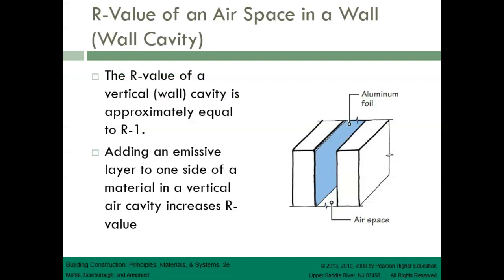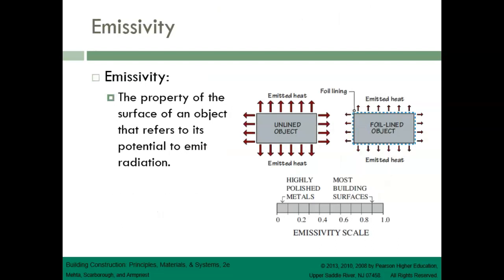Radiation heat transfer through an airspace is reduced if one surface of the airspace is lined with bright metal, such as aluminum foil. Thus, the R value of a lined airspace is greater than that of an unlined airspace. Consider radiation emitted by 2 objects that are the same temperature. The objects are identical except that one of them is lined or wrapped with aluminum foil. Think in terms of a baked potato. The unlined object emits more radiation or heat than the one lined with aluminum foil.